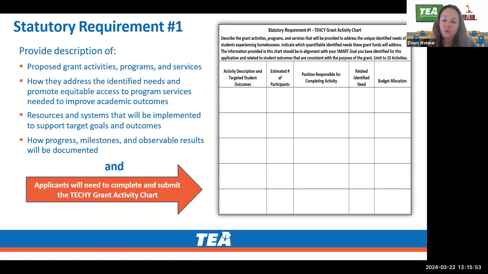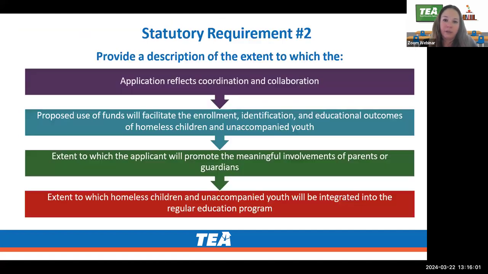So really thinking through each of those activities and including that description, creating the buckets for your program to then implement it with full fidelity. In statutory requirement number 2, you're going to reflect on the coordination and collaboration of the proposed use of funds and how it's going to facilitate enrollment, identification, and educational outcomes of homeless children and unaccompanied youth.